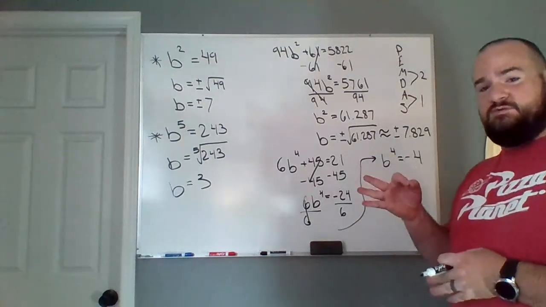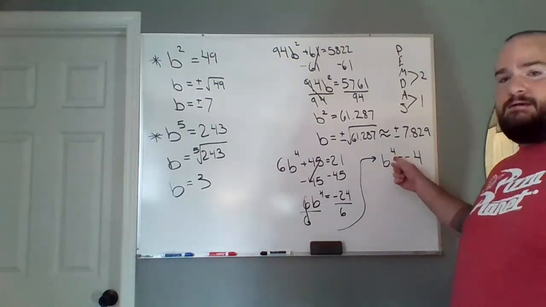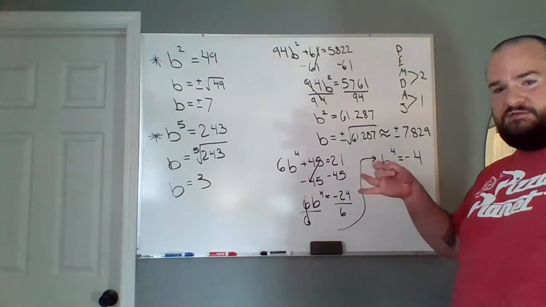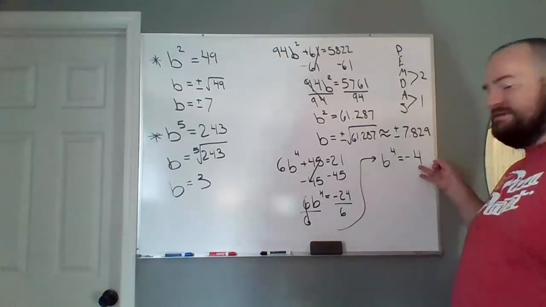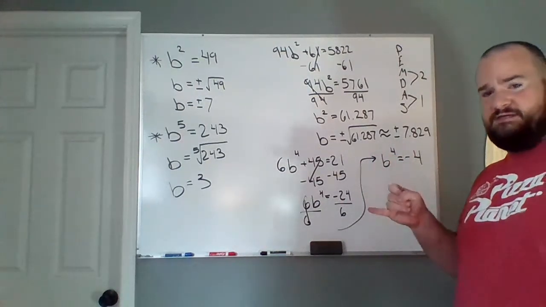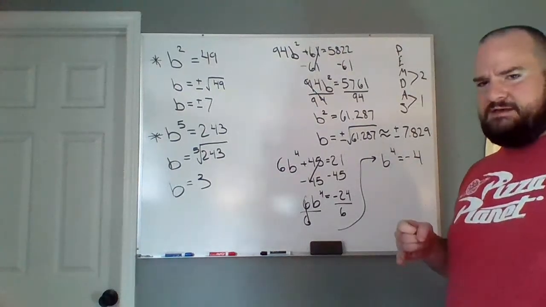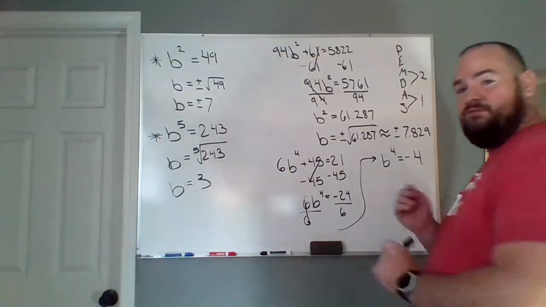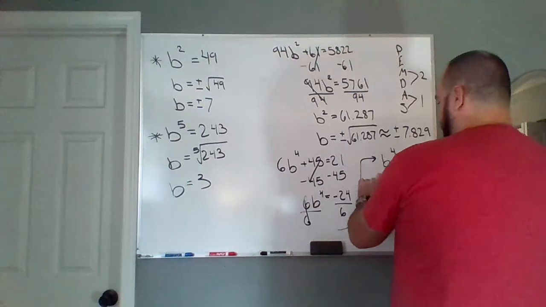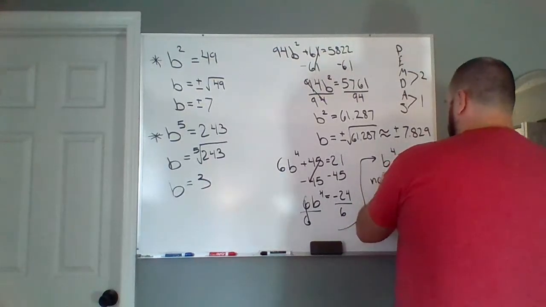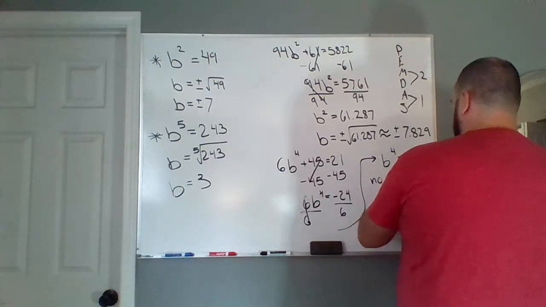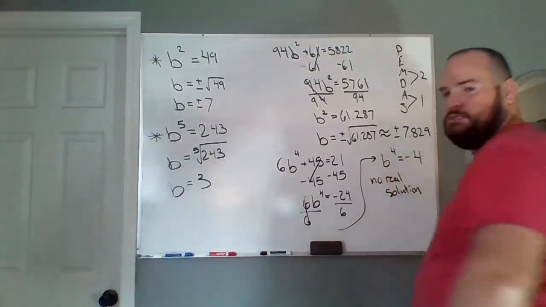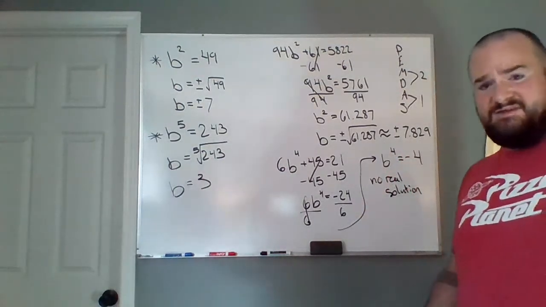Perfect. We are now at a b to the n equals k situation, so we can identify which of our three cases we're in. Our n is even, so we're not in the first case. Our k value is negative, so that puts us in the third case, which, remember, what was the answer to that? That's right. No real solution. So that's all we say. Once we get to this point, we just say no real solution.